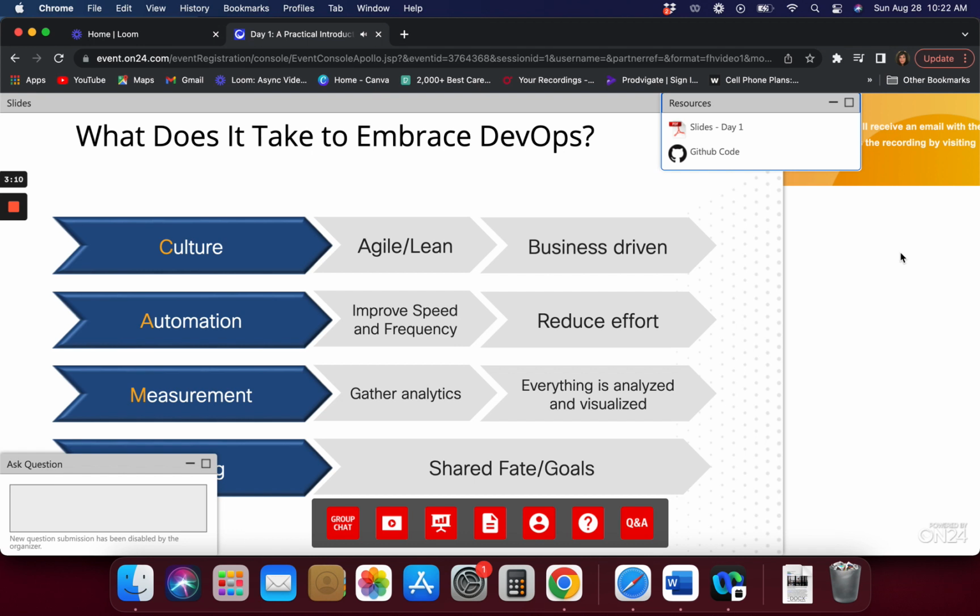Now, the next thing would be measurement. And this is another essential part of DevOps, is we have to continually gather analytics. Now, analytics are something that you can get a ton of data. And one of the best pieces of advice I can give you from a data perspective is, if you're not going to use the data, don't collect it, right? Because it just creates a bunch of noise.